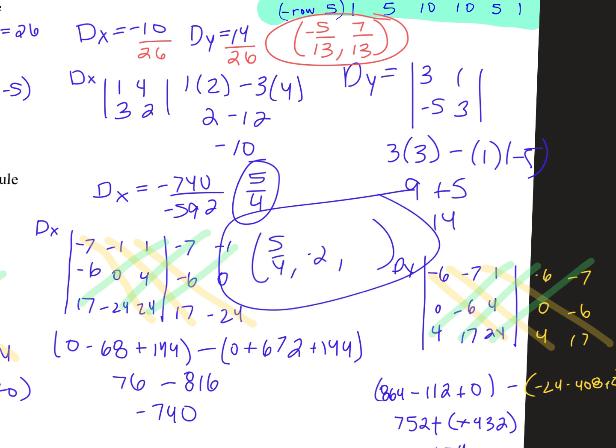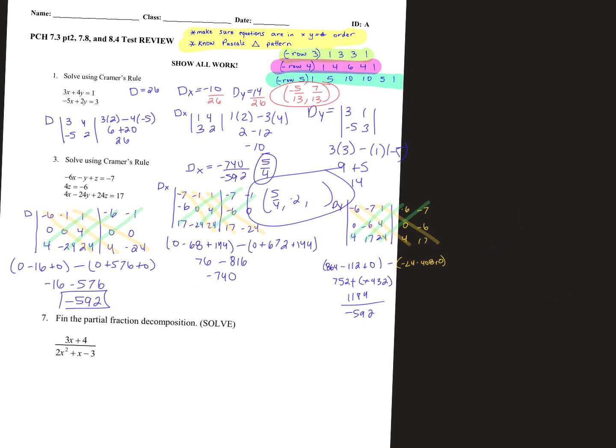Again, this is a pain in the butt. I understand that. But use a whole sheet of paper. You only have one of these 3x3. Use a whole sheet of paper. Take your time. Write everything nice and neat. Let's find our d sub z.